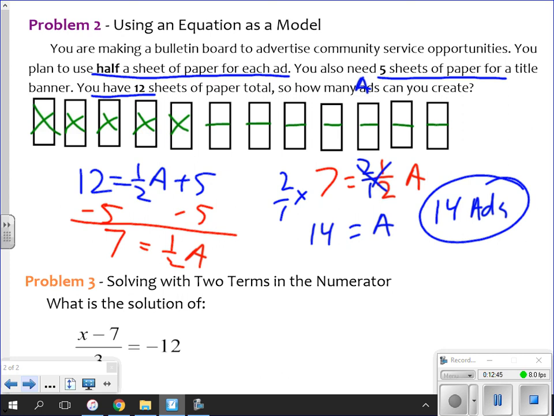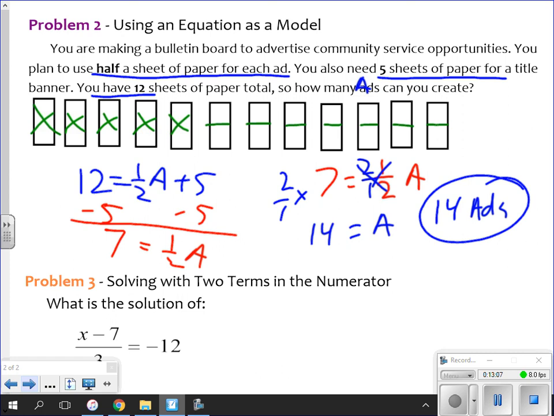You started with 12 and what did we do? We took away 5. Started with 12 and we took away 5. That's exactly the first step we did in solving the problem. And then what did we do after that? We cut every one of them in half. Half of an A. That's what we did. Which gave us double the amount.